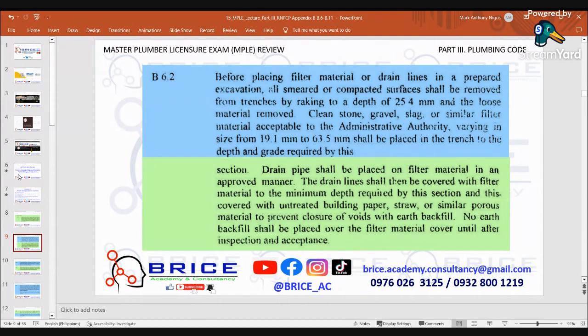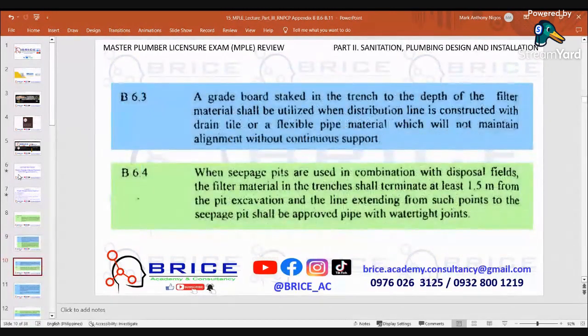Drain lines shall then be covered with filter material to the minimum depth required by this section and covered with untreated building paper, straw, or similar porous material to prevent closure of voids with earth backfill. No earth backfill shall be placed over the filter material cover until after inspection and acceptance. A grade board shall be staked in the trench to the depth of the filter. Filter material shall be utilized when the distribution line is constructed with drain tile or a flexible pipe material which will not maintain alignment without continuous support.